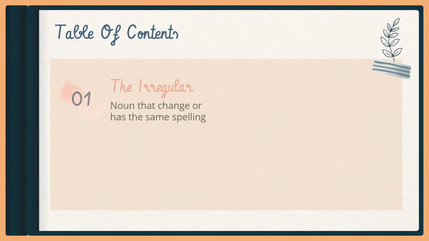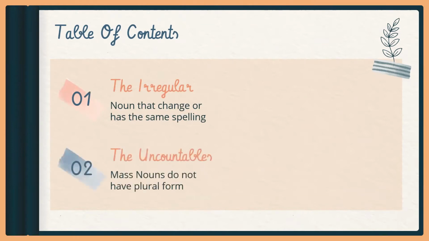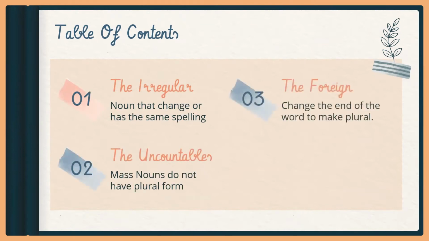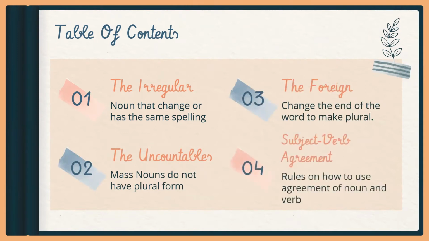We understand that these plural nouns have very different rules to follow. That is why today's focus will be different from the previous noun rules that we had earlier. Today, we will be learning about how to change irregular nouns, the uncountables or the mass nouns, and of course, the foreign plural nouns. At the end of this, we'll also be tackling subject-verb agreement. So let's get started with our lesson for today.